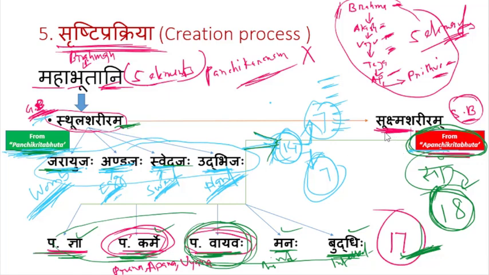Okay. And from Sukshma Sharira, there are 17 avayavas, 17 entities, and they are the cause for the 3 koshas. Mainly pranamaya kosha, then the manomaya and vijnanamaya kosha. That is the cause. If you have any doubt, you can ask.